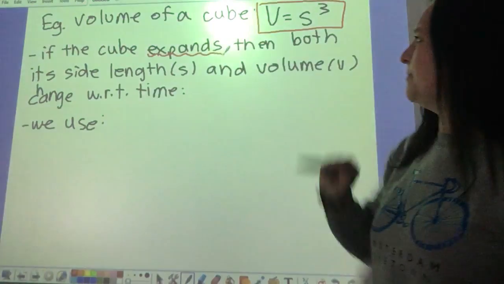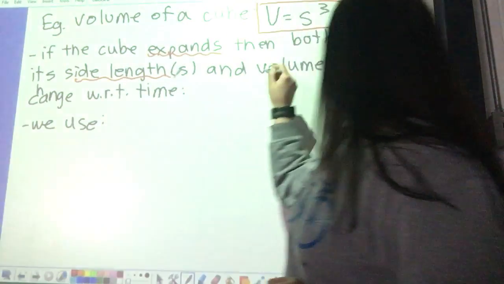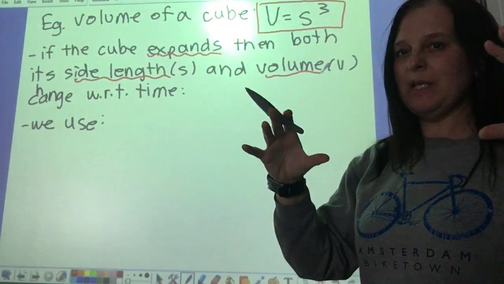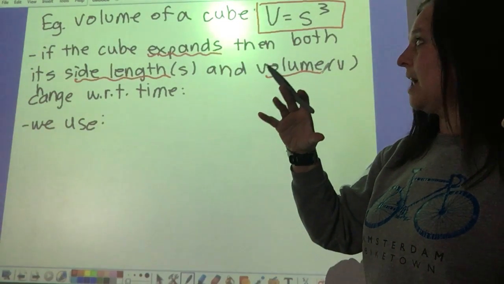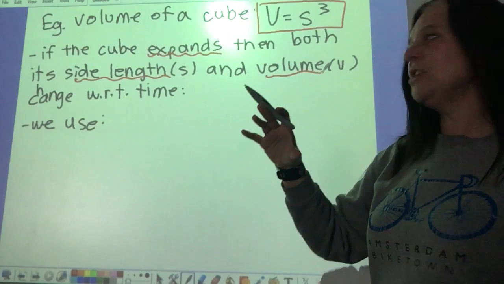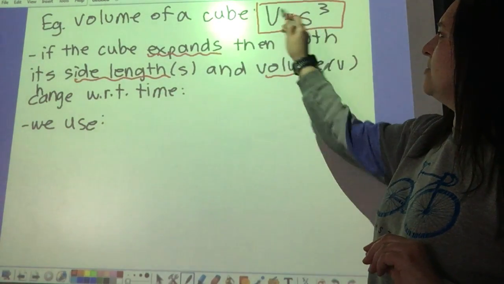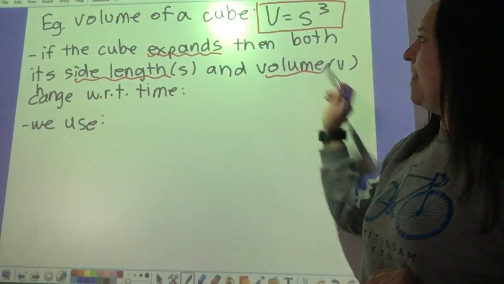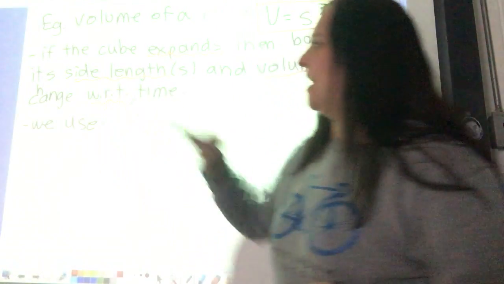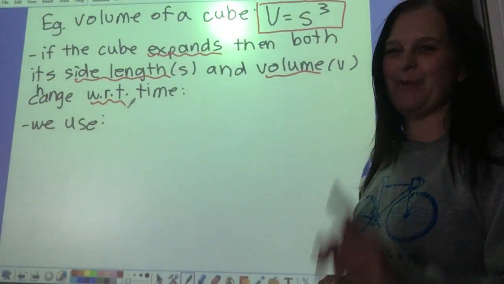So when the cube expands, then there's 2 things that change: the rates of the length and then the volume, right? So if it expands, that means that the lengths are changing, increasing, but as you increase the length or the sides of it, then the volume also changes in response to that. So you have 2 things changing. So as the side changes, so does the volume. So when it expands, then both the side and the volume change with respect to time. WRT. Oh, that's not a bad thing. Okay, WRT, with respect to time.